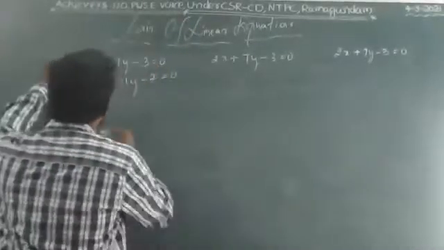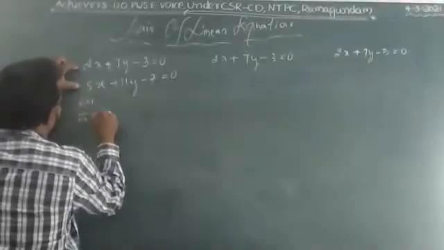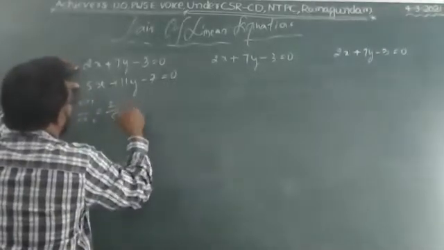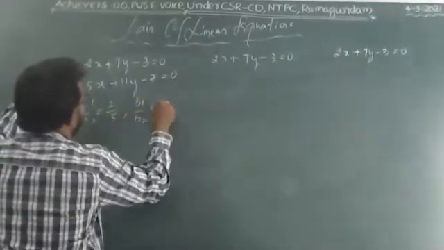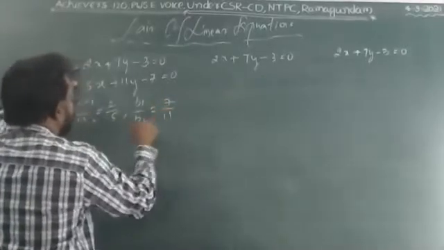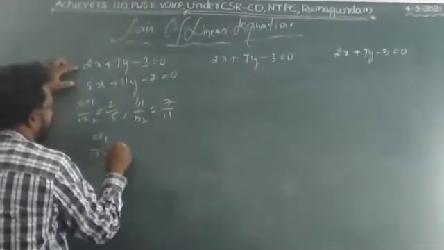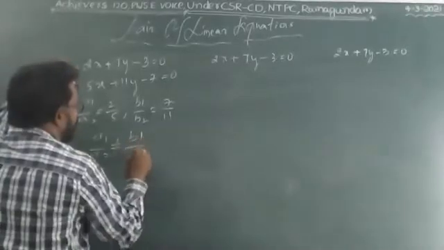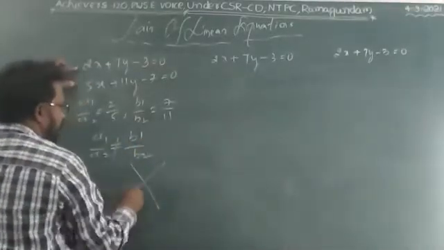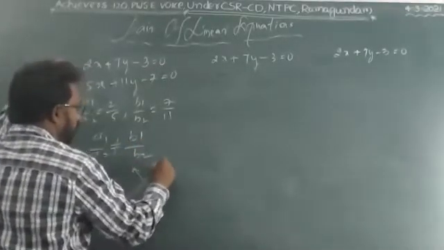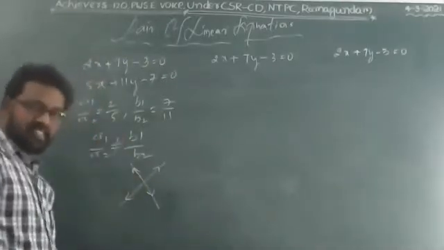So for these two, A1 by A2 is equal to 2 by 5 and B1 by B2 is equal to 7 by 11. Is it equal? No. So A1 by A2 is not equal to B1 by B2. You can see the pair of linear equations is like this.